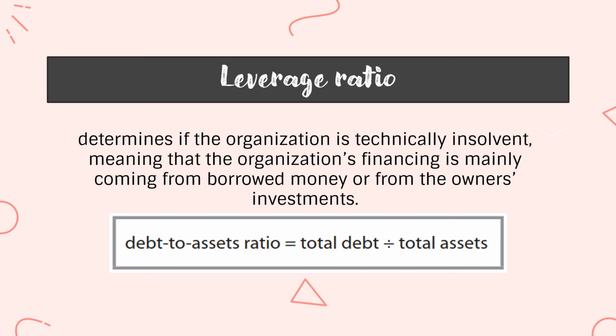So, that's why here in leverage ratio, our ratio is the debt to assets ratio. The total debt or the total liabilities, lahat ng utang mo, i-divide mo dun sa total assets na meron ka. Kasi, paano mo ba mababayaran yung mga liabilities or yung mga utang mo? It is through those assets that you have. So again, under leverage ratio, we have the debt to assets ratio, which is the total debt divided by the total assets.